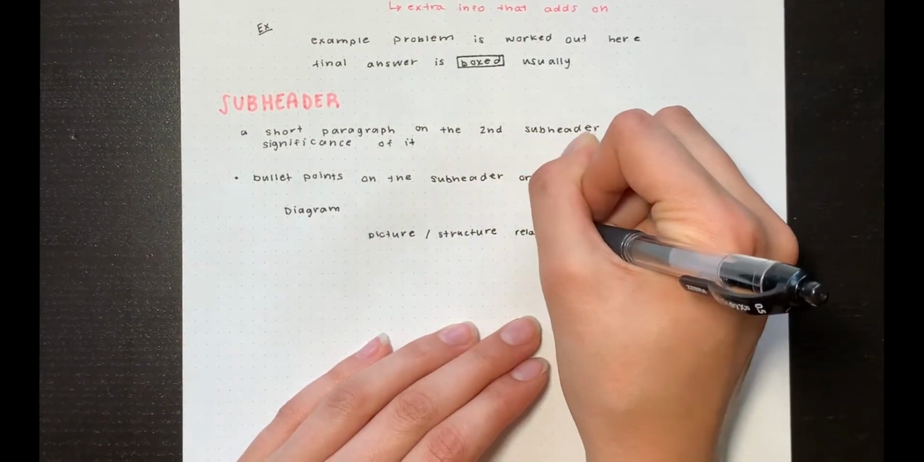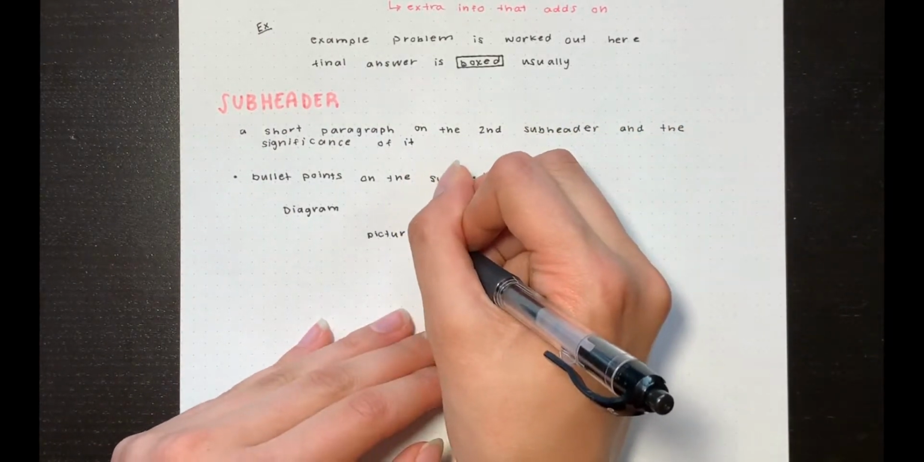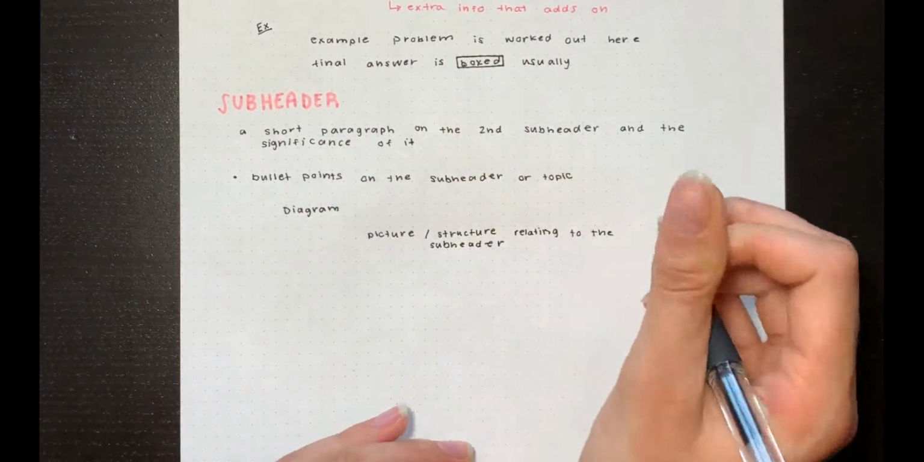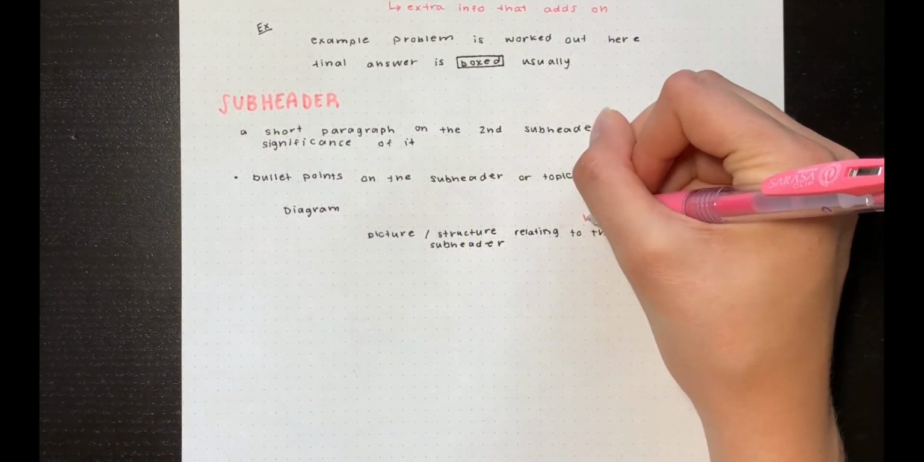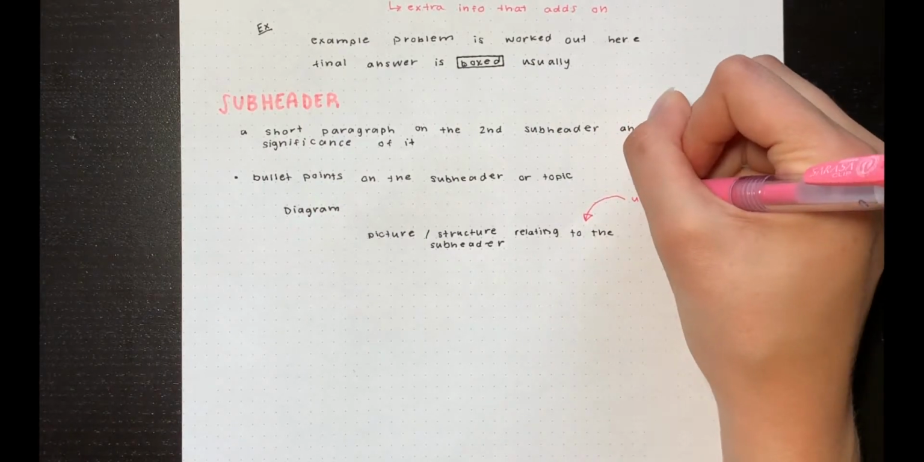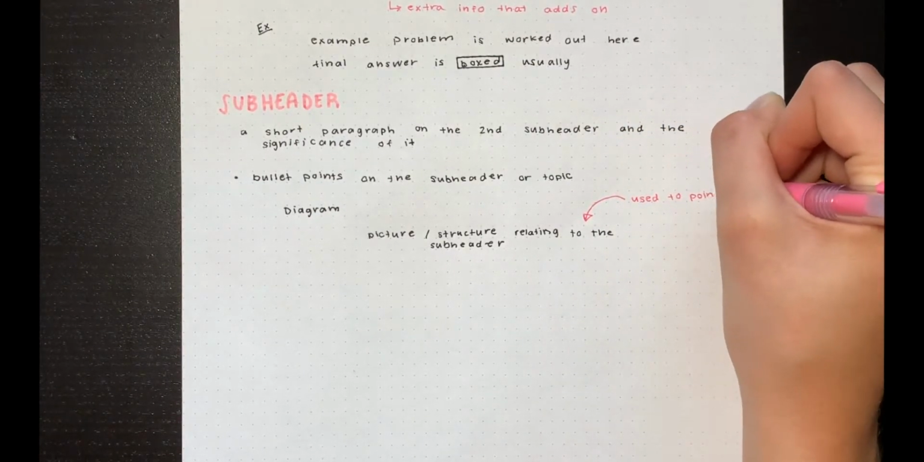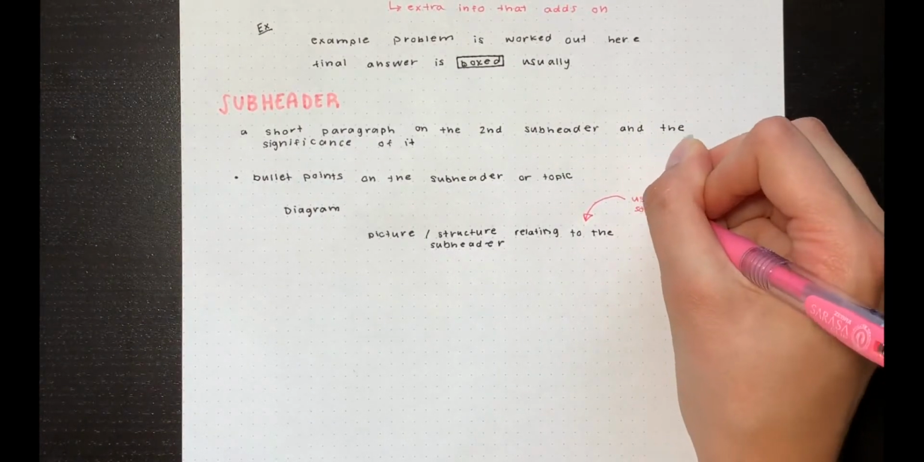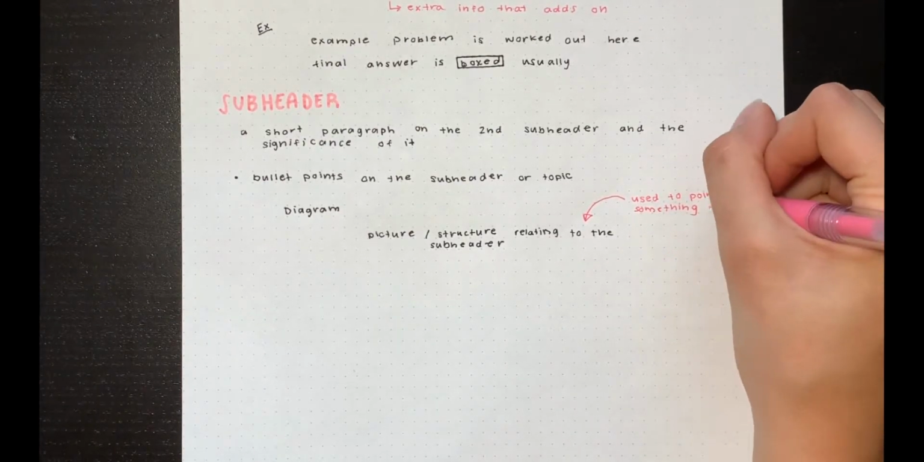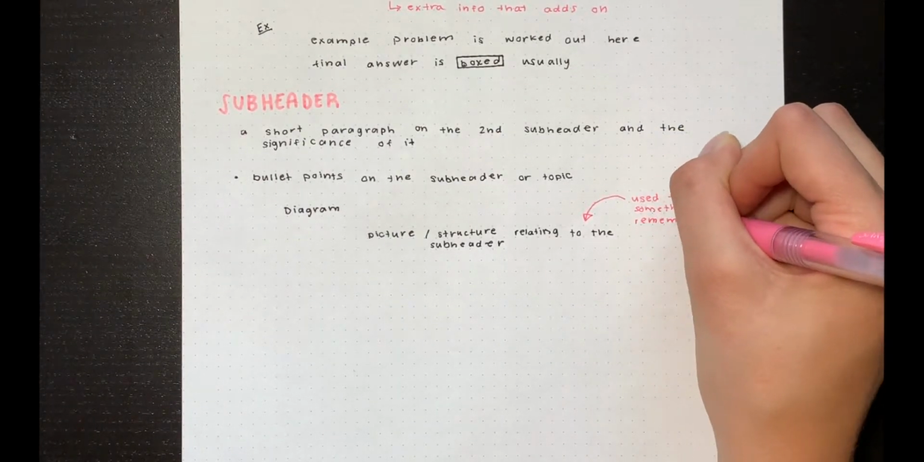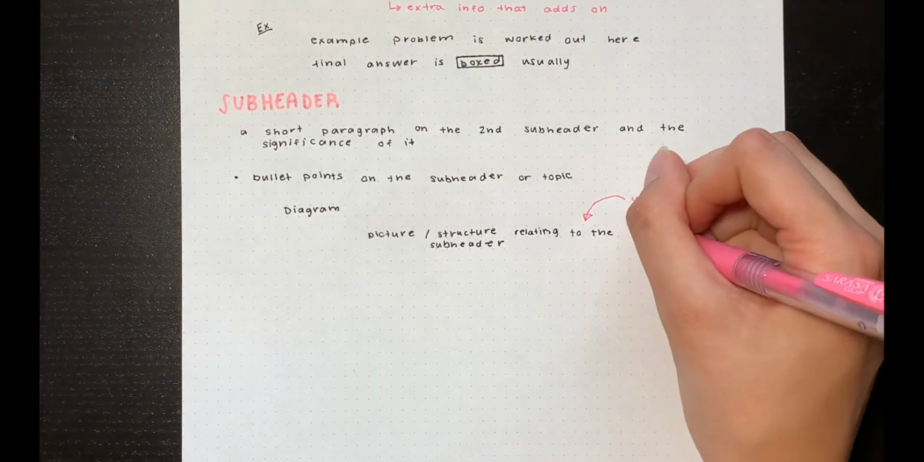So here I showed what I usually do when there's a diagram. I typically draw the diagram right in the middle of the page, or a picture or some kind of graph that relates to the header, and then if there is some information within the diagram, I usually point it out with a little arrow using the colored pen.